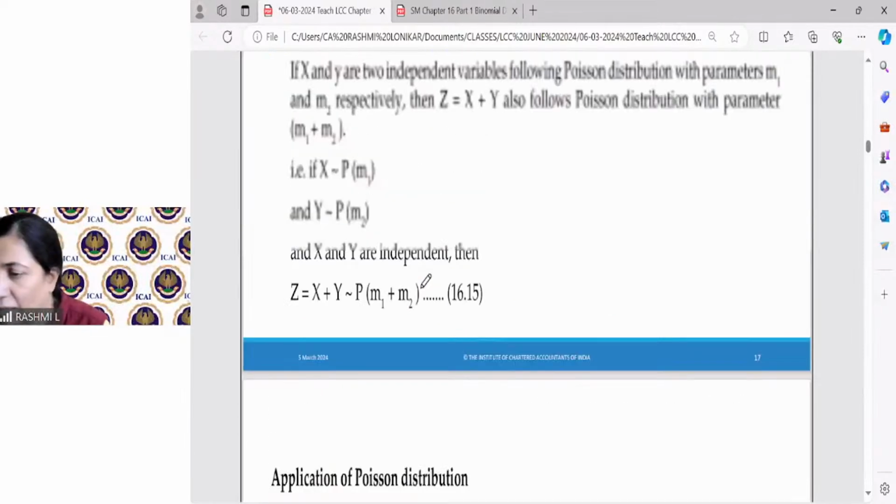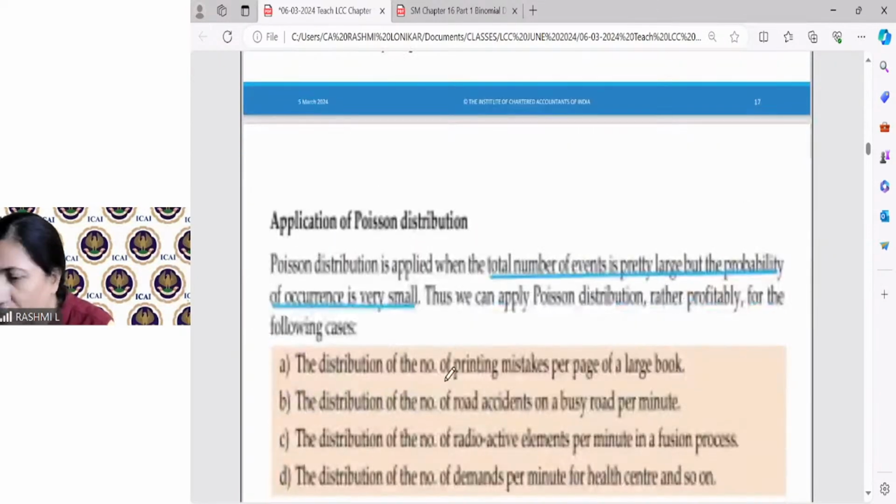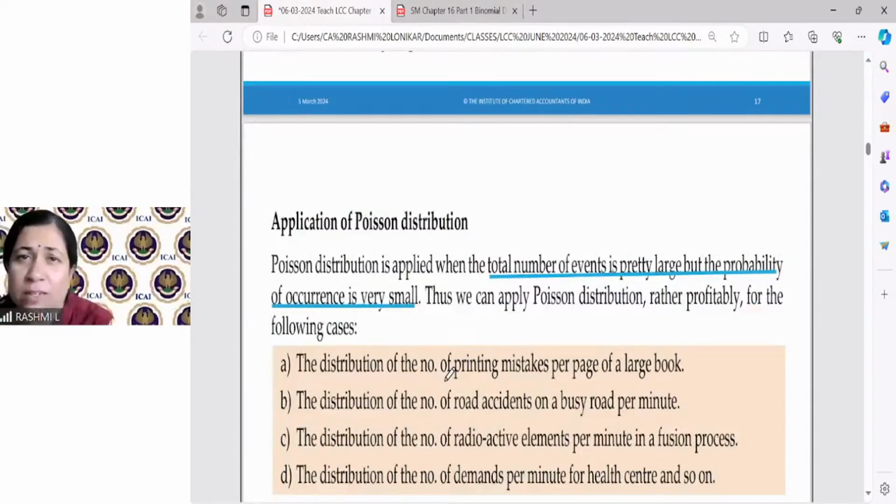Then again, if you had two binomial distributions, you could add them. Similarly for Poisson also you could add them. So you can have a Poisson with m1 plus m2. This is uniparametric, so addition of two Poisson distributions is not a big problem.